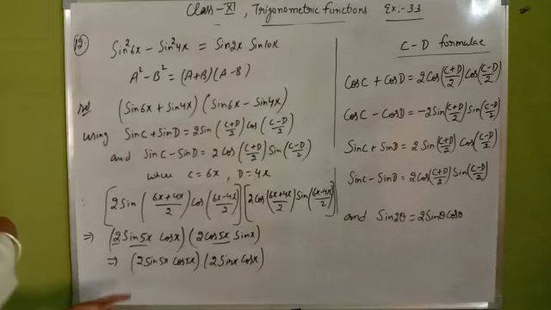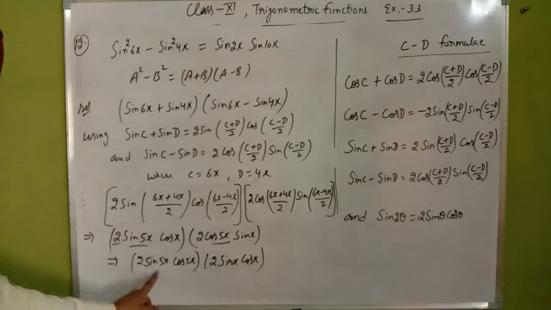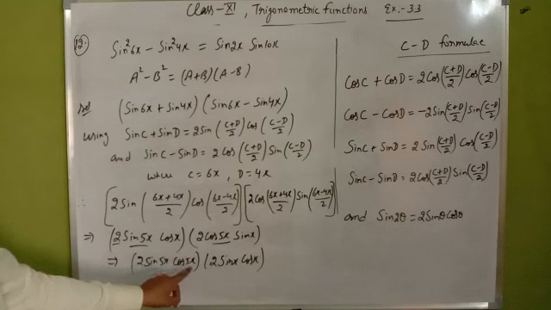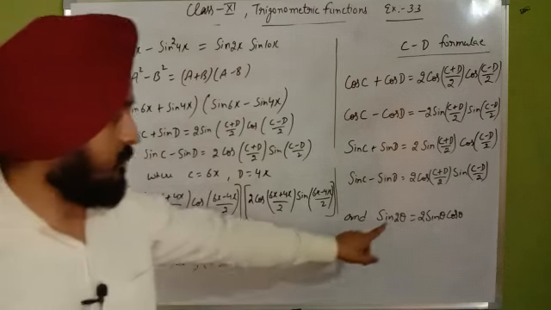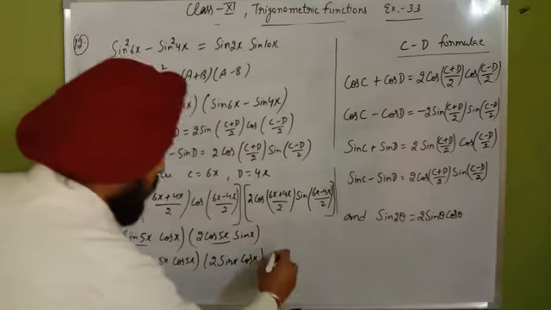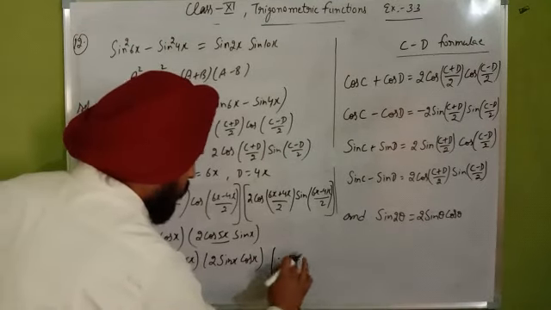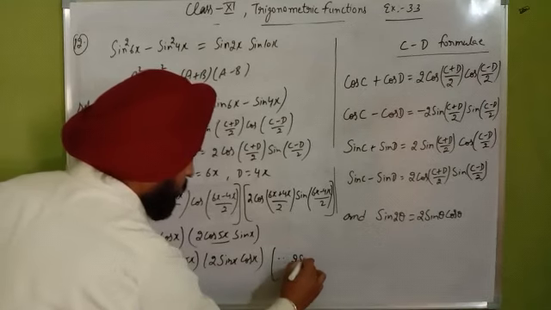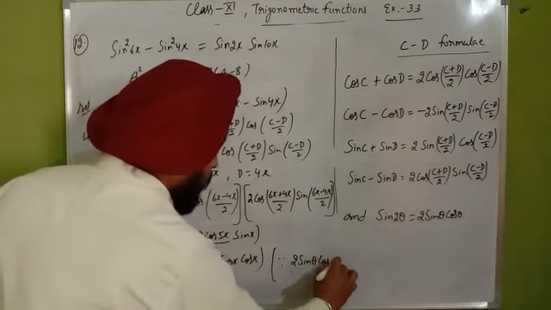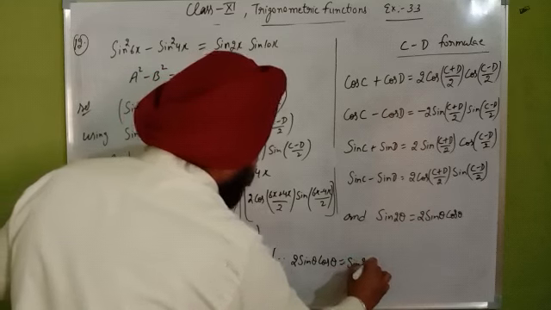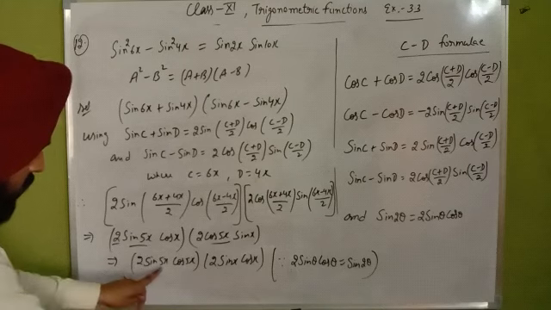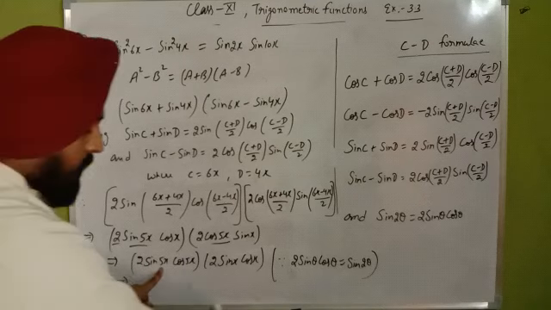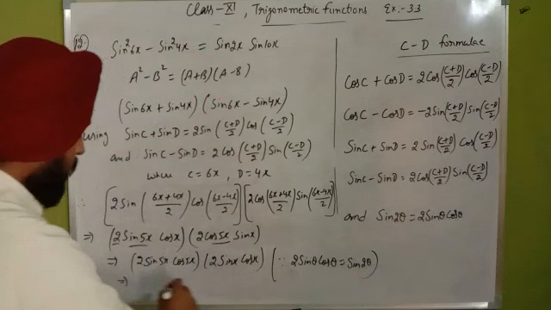Now you can observe 2 sine theta cos theta, where theta here is 5x and the angles are the same. 2 sine theta cos theta is equal to sine 2 theta. So using this identity, we can write, theta here is 5x, and double of 5x will be 10x.